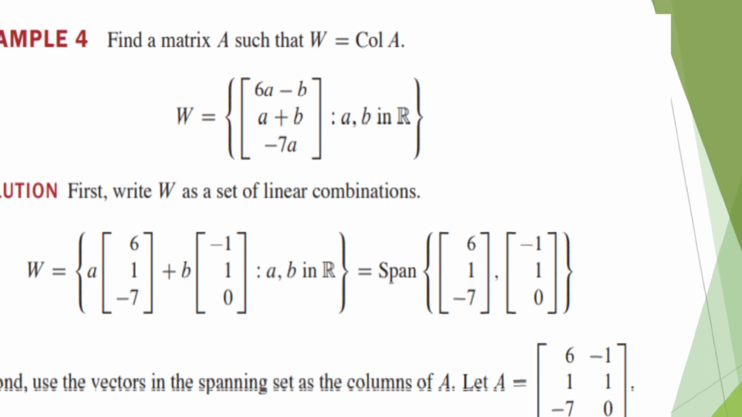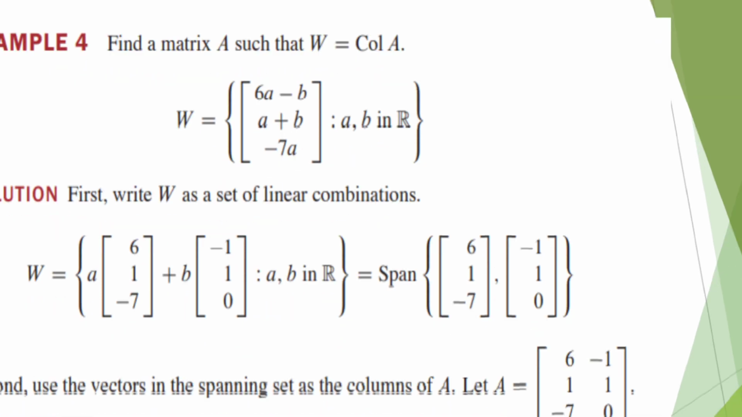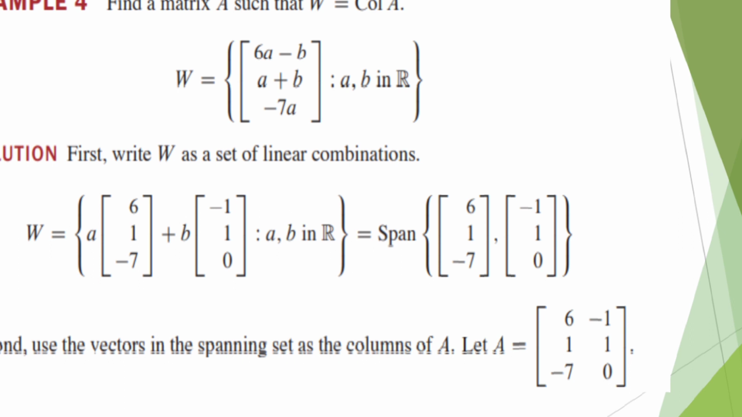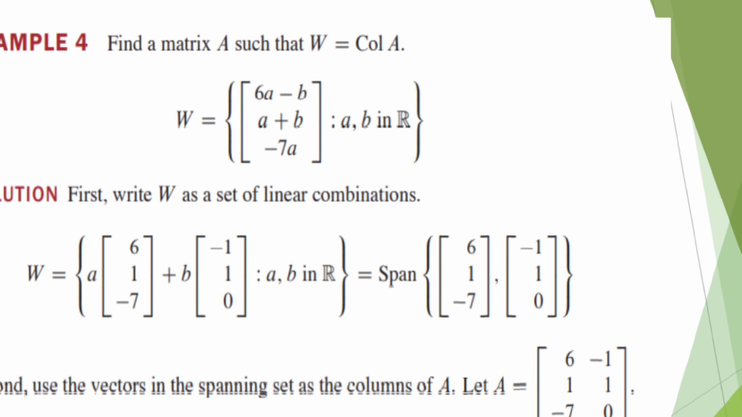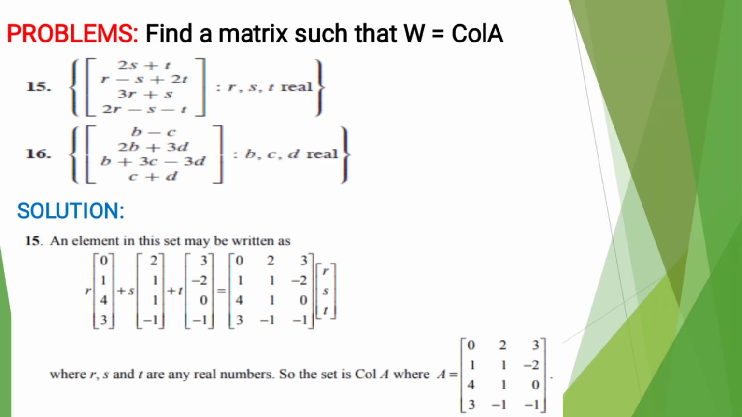These two are the spanning set elements, and these two elements form the matrix A. So the matrix A is 6, minus 1; 1, 1; minus 7, 0. This way we find the matrix A such that W = Col A. In the same way we solve the next problem.